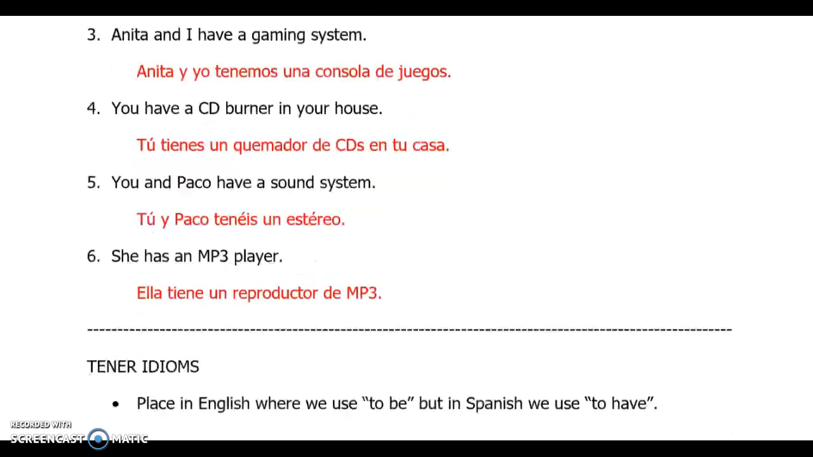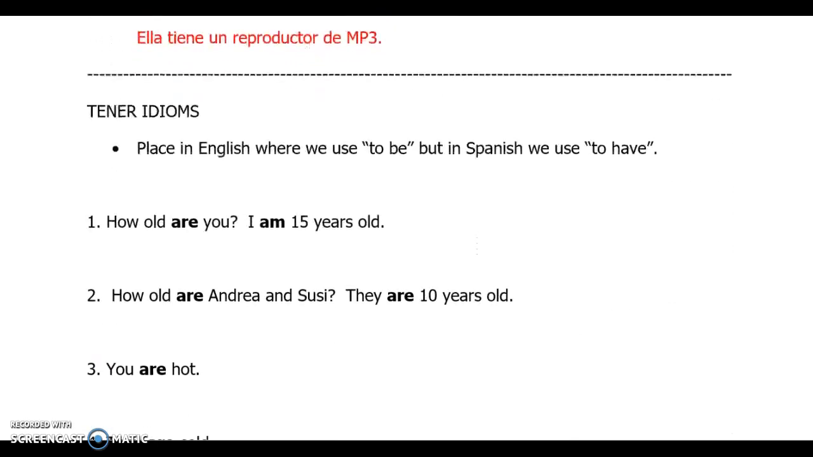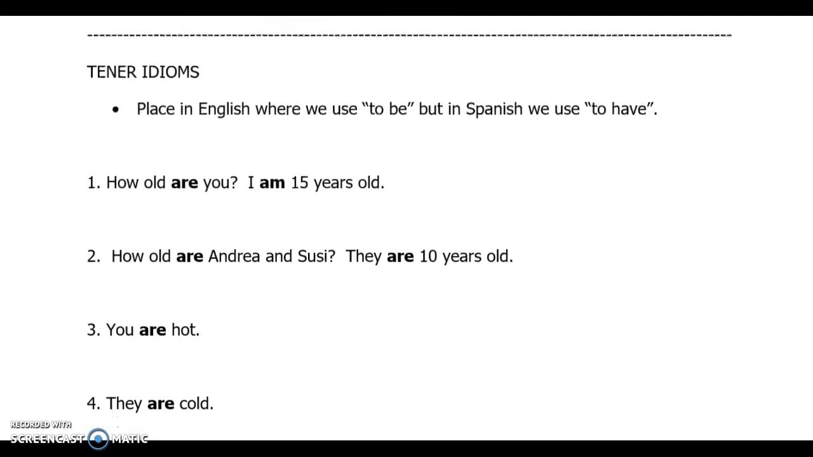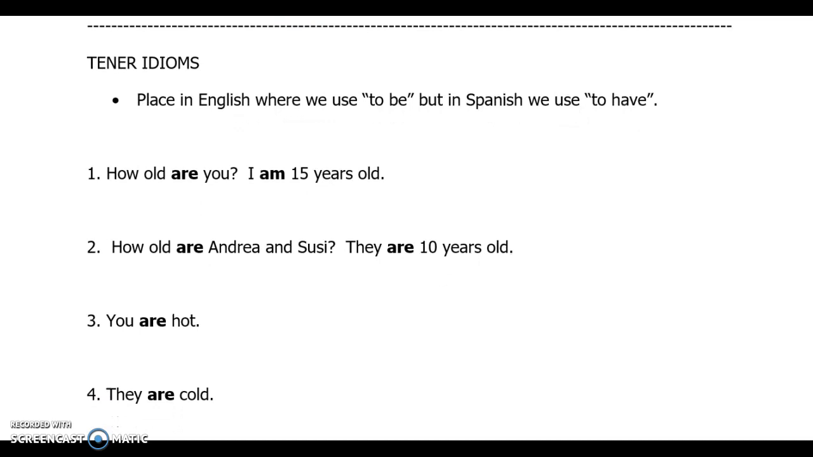Let's go down here to the bottom of the page. These are tener idioms. Okay, a tener idiom is an expression where in English we use to be, but in Spanish we use to have. The most common of these, the one we've done already, is asking about age. All right, so we've said that we literally do not say how old are you. We say how many years do we have.